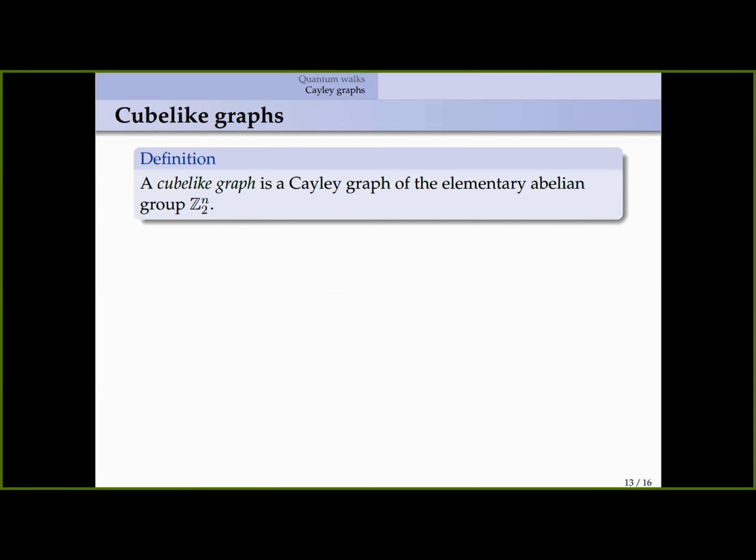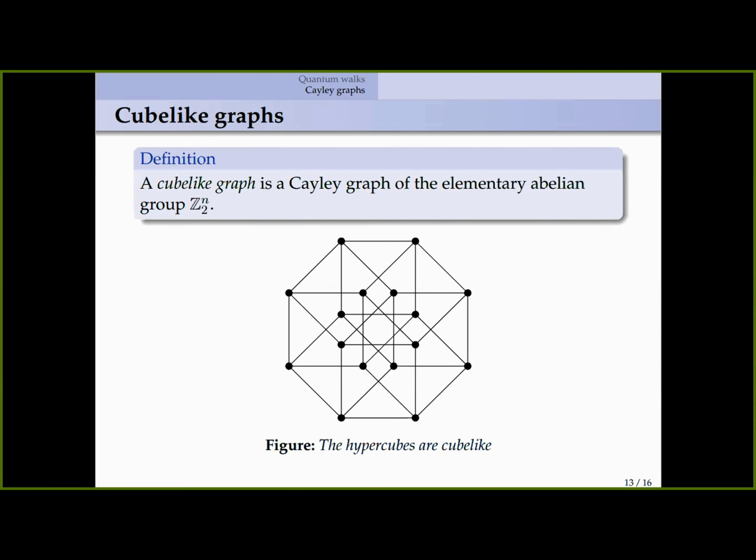And just to give you a quick example of a cube-like graph, all the hypercubes, for example, are cube-like graphs. This is the hypercube of dimension 4. They are sort of trivial examples because we take our connection set to just be the standard basis of Z2 to the n. We look at it as a vector space, but we could choose our connection set to be any subset of the group, and we would get a cube-like graph.